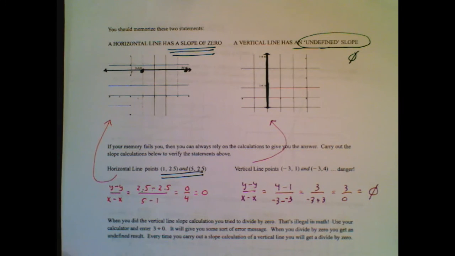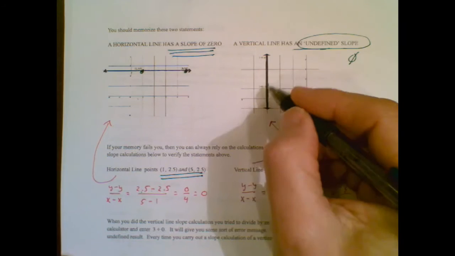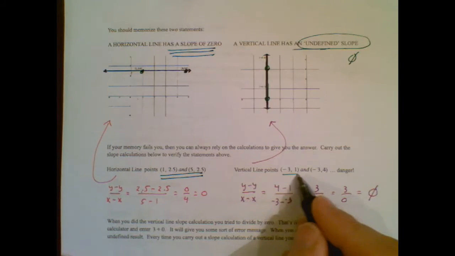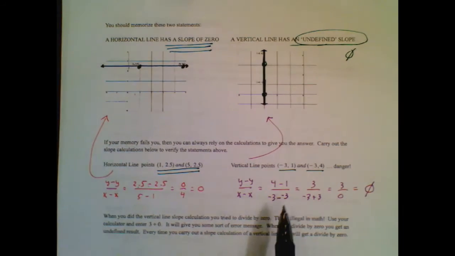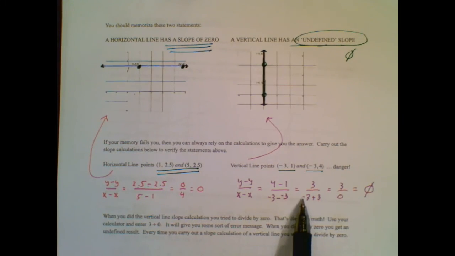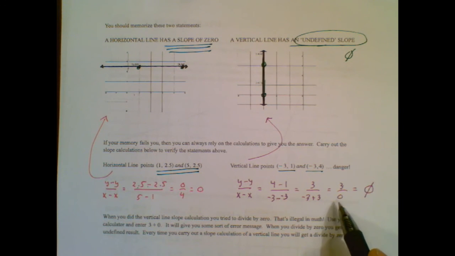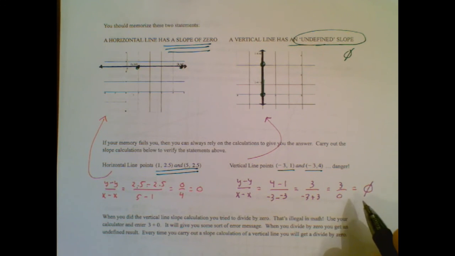When a line is vertical, you can memorize that it has what we call an undefined slope. We will sometimes use that symbol for it. But if your memory fails you, then just take any 2 points on that line, any 2 points at all. I chose these 2 points, and by carrying out my y minus y over x minus x, I got a 3 divided by 0. And if you go to your calculator and do 3 divided by 0, big explosion. Your calculator will tell you error or something like that. That leads to an undefined slope.